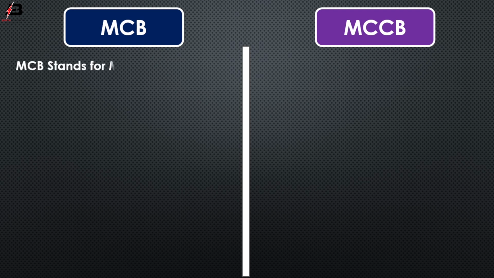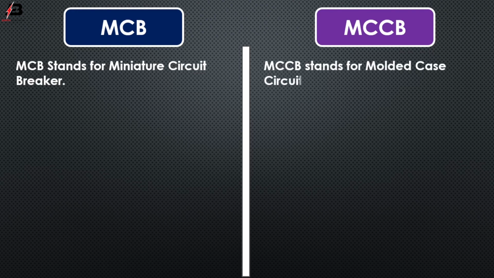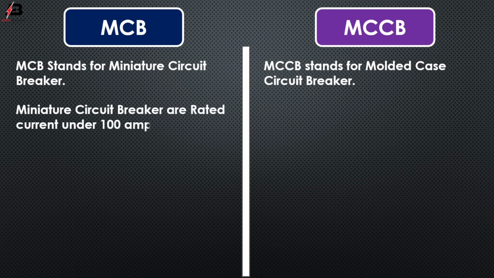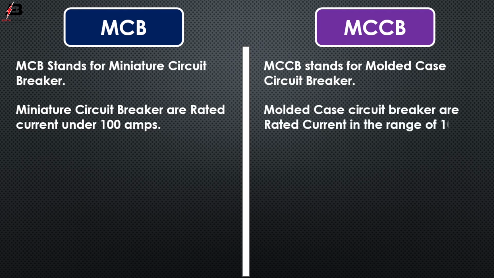MCB stands for miniature circuit breaker. MCCB stands for molded case circuit breaker. Miniature circuit breakers are rated for current under 100 amperes. Molded case circuit breakers are rated for current in the range of 10 to 2500 amperes.